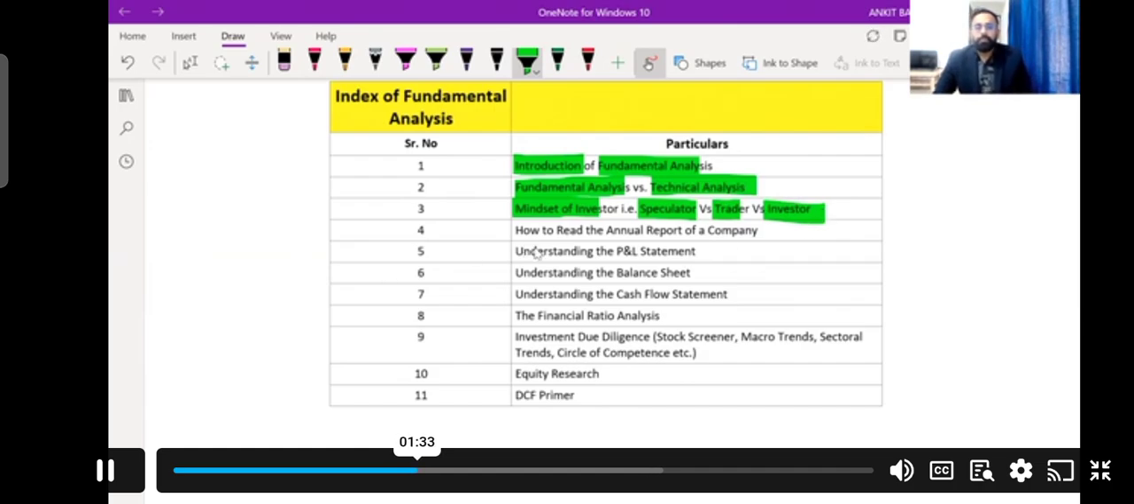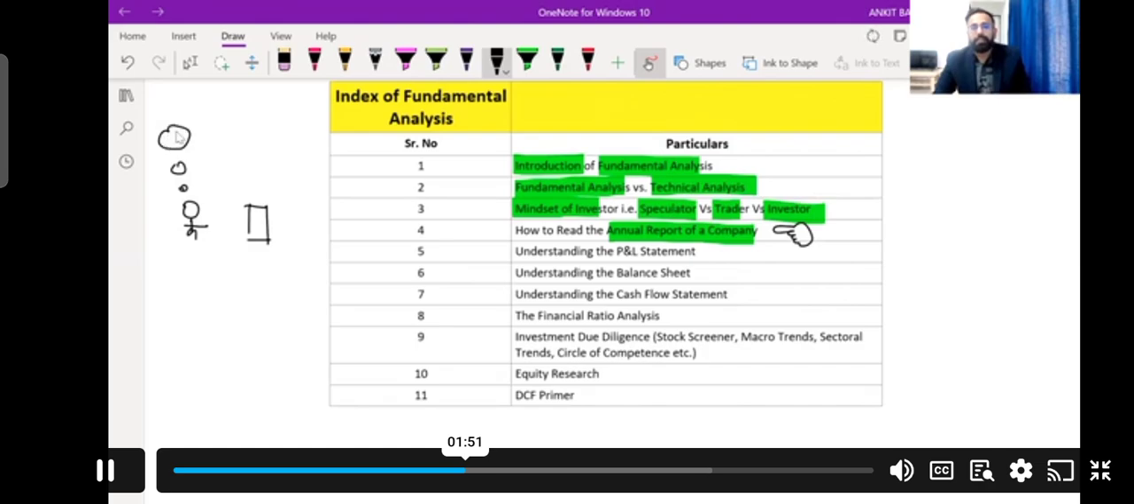Now the fourth point is how to read the annual report. This is the most important point. If you want to do fundamental analysis, or if you're planning to invest your money in the stock market, or if you are an analyst for some company, then you have to read the financial statements of multiple companies. It is a very crucial role of any analyst to know how to read and interpret the annual report.